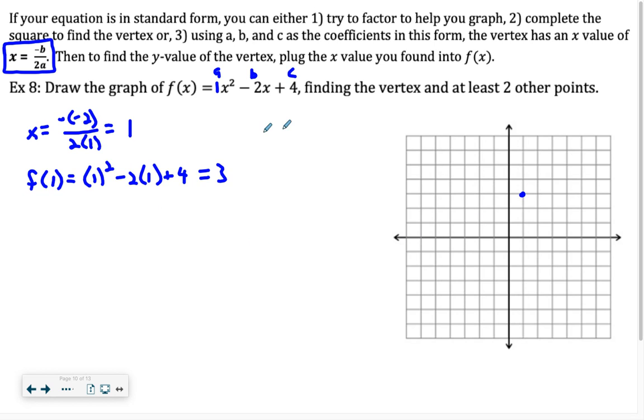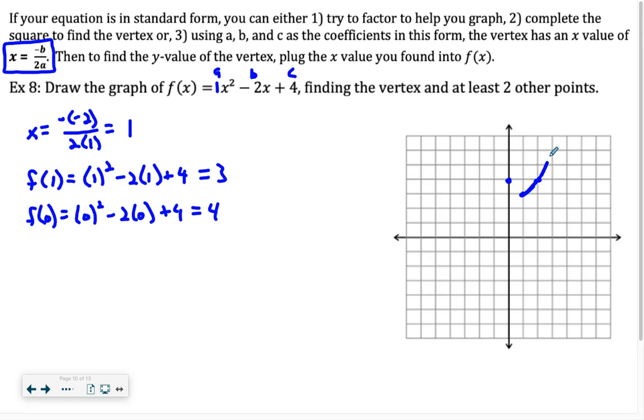All right. Then it says find at least 2 other points. So let's go 1 to the left and plug in 0. So f of 0 is going to be 0 squared minus 2 times 0 plus 4, which would just be 0 minus 0 plus 4. So the point 0, 4 is on the graph. And again, these are symmetric, so that means the point 2, 4 is on the graph.